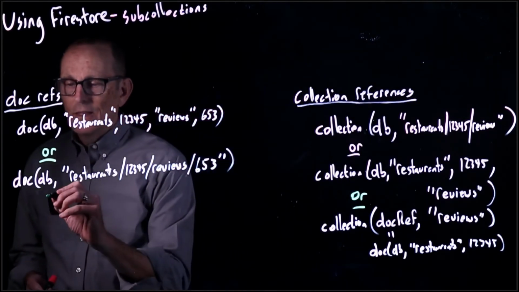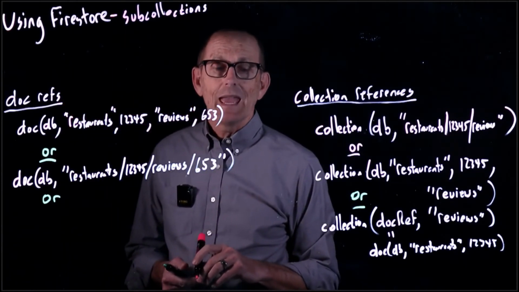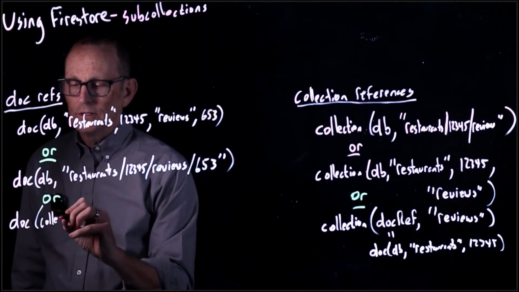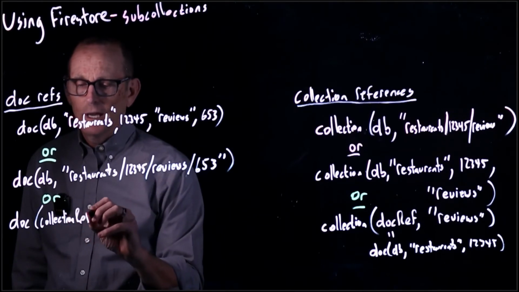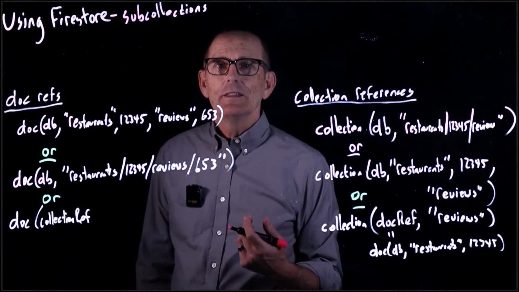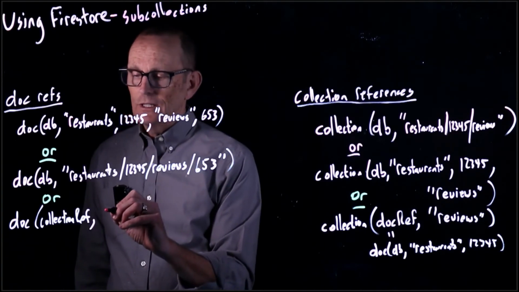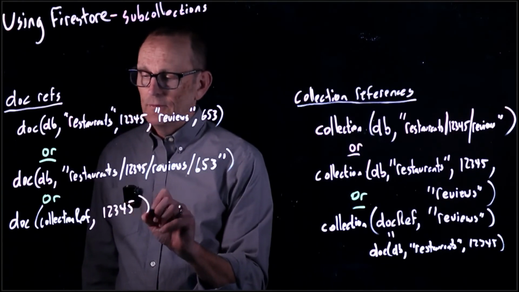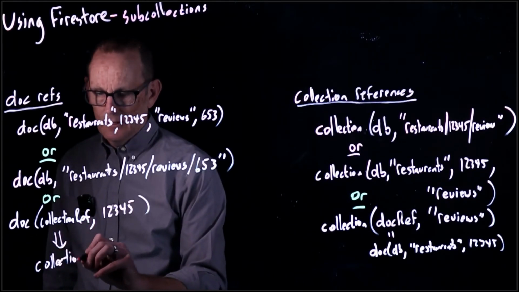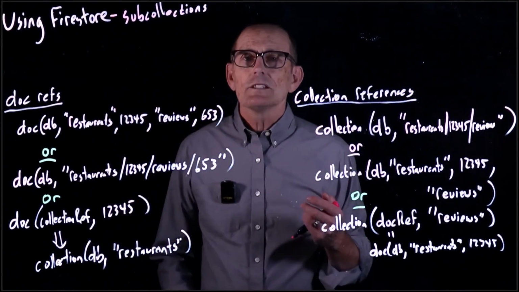Or, again, the first component doesn't have to be the top-level database. The first component can actually be a collection reference. And we will just start from that collection. Let's say, for instance, that we had the restaurants collection. Then we could just say 12345. And this collection reference could be collection of db restaurants.